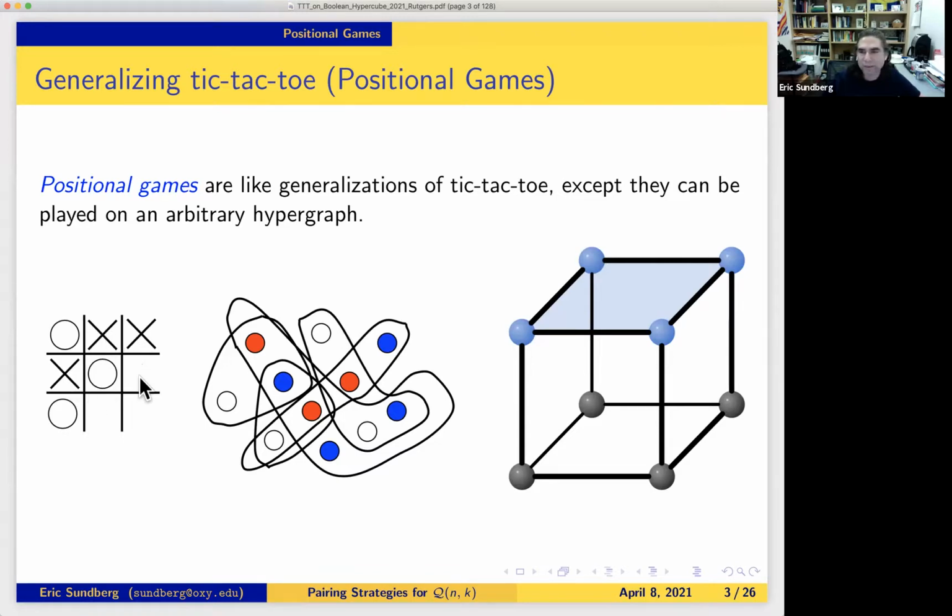And we can think of traditional 3x3 tic-tac-toe as a positional game on a 3 uniform hypergraph in the following way. The 9 positions, those would be the vertices of the hypergraph. And then the 8 winning lines, the 3 verticals and the 3 horizontals, and then the 2 diagonals, those would be the edges in the hypergraph. And then over here on the right, I've drawn a picture of a 3-dimensional Boolean hypercube, and I've highlighted one of the 2-dimensional subcubes because those will be the winning sets in one of the examples that we look at.